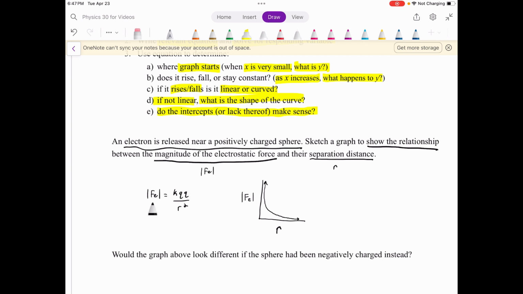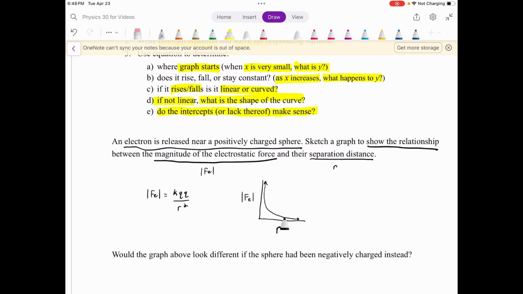Now, does that make sense based on the equation? If we made r 1 billion, would the electrostatic force be 0? No, right? It would be tiny. It would be a very small number, but it wouldn't be 0. There's no number so big that we could divide by and actually get an answer of 0. So this checks out. In fact, that's true. The electrostatic force does have infinite range. So even if two electrons are on opposite sides of the universe, they are ever so slightly exerting a repulsive force on each other.